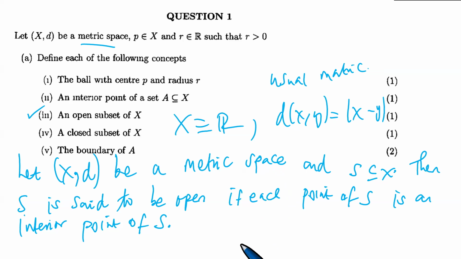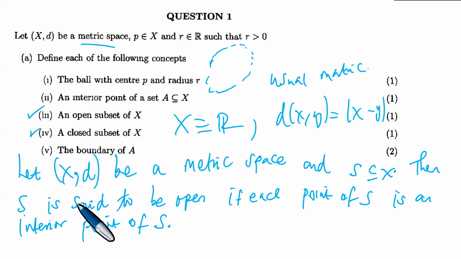We repeat. If we begin with (X, d) as a metric space, and S is a subset of X, then S is said to be open if each point of S is an interior point. An open set is that set such that each of its points is an interior point. What is an interior point of a set? We have defined that one already, so we need to move on.